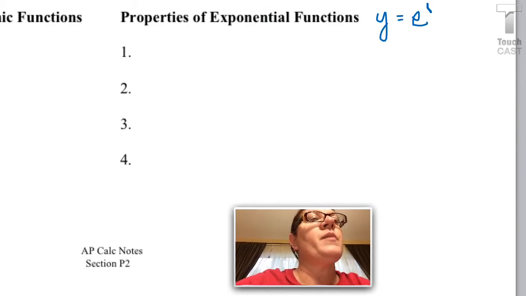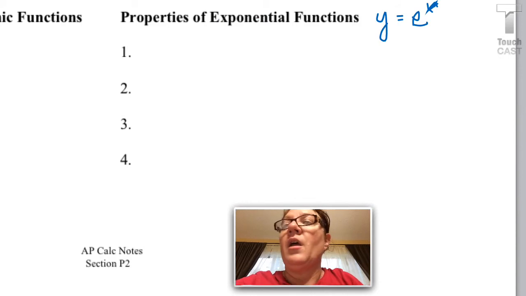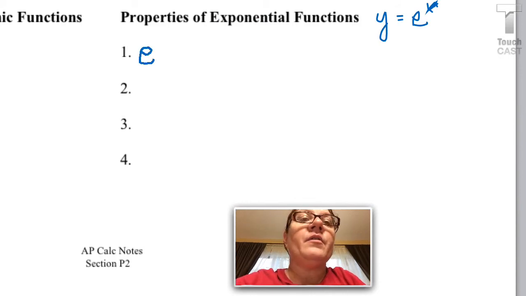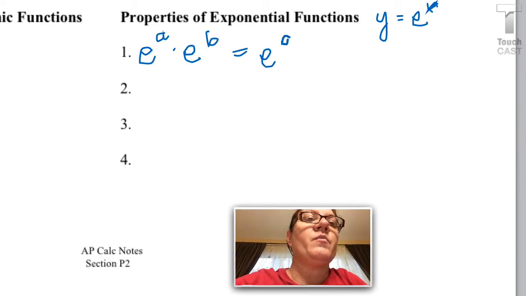and of course I might be using a base of e. We will use base of e a lot this year. And so e to the x. So if I have the same base raised to 2 different powers, of course it turns into the a plus b.